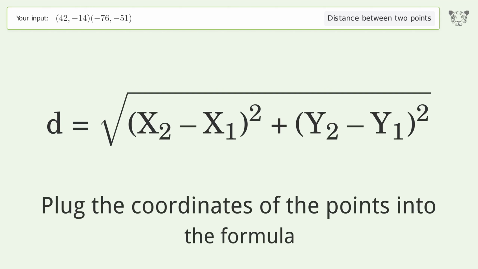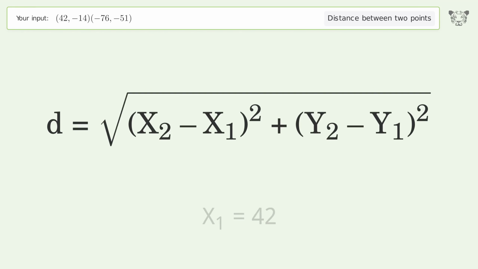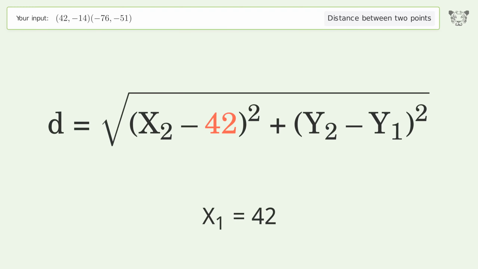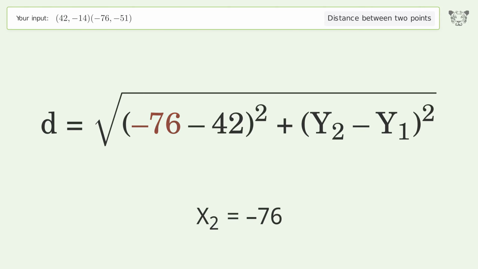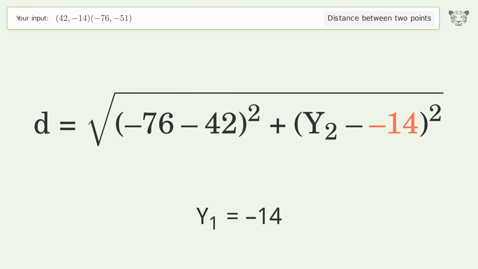Plug the coordinates of the points into the formula. x1 equals 42. x2 equals -76. y1 equals -14. y2 equals -51.